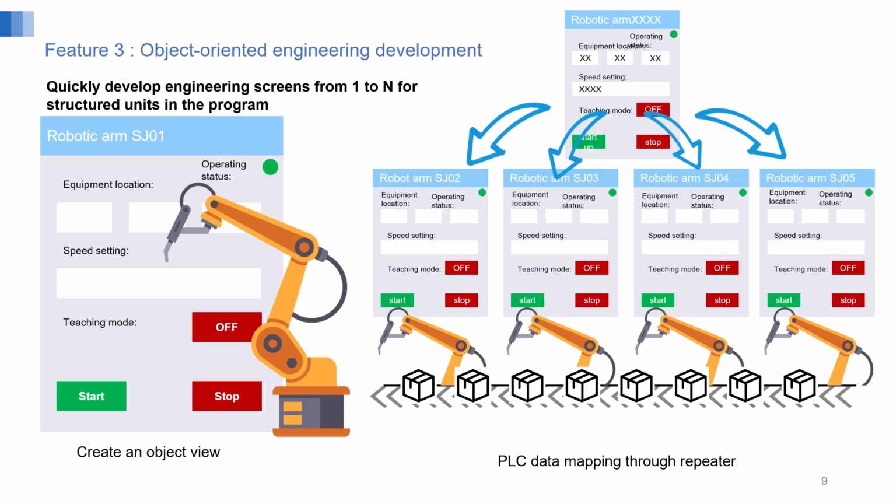Here you can see this is a component in the FPAD called Object View. You can use Object View to copy one template to N. Then you can reuse this template and develop more quickly.